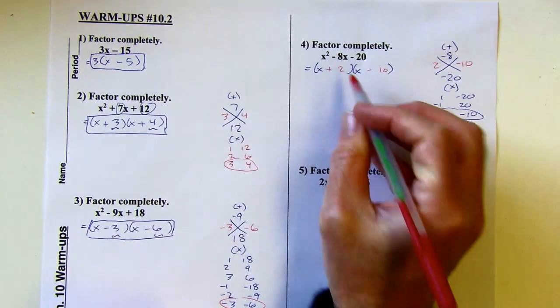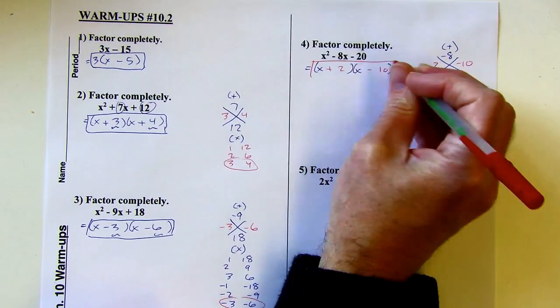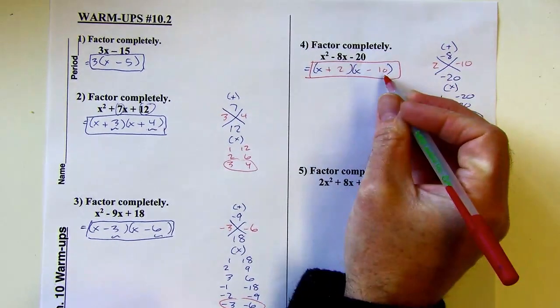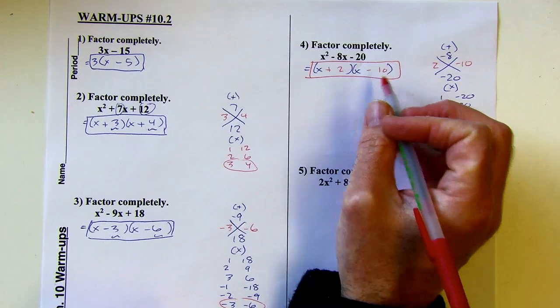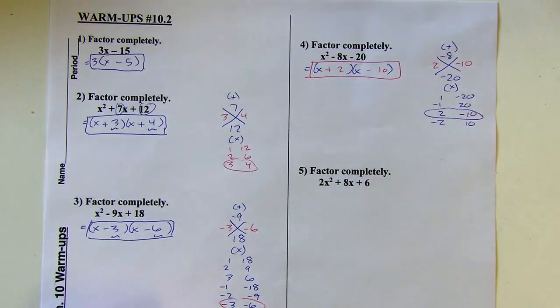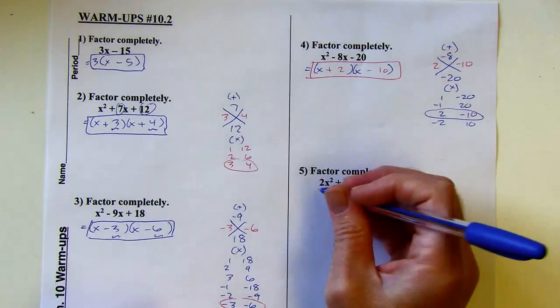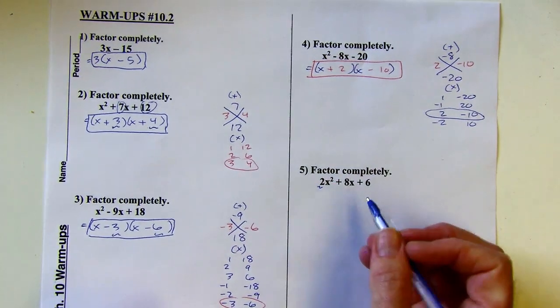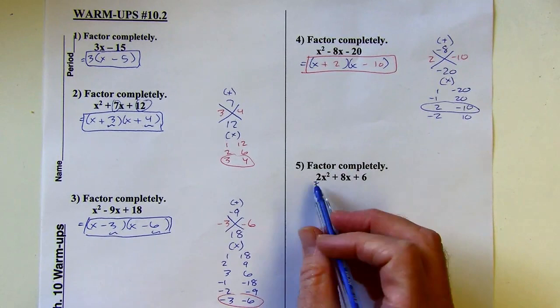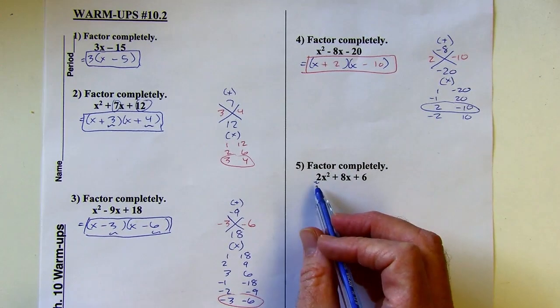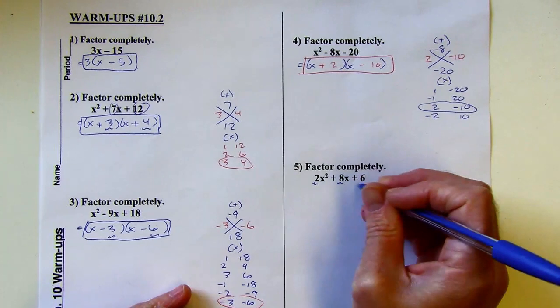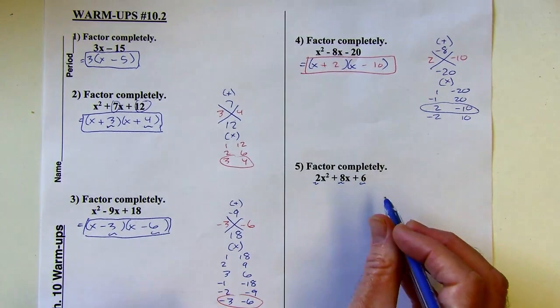So again, you can change the order of these, but make sure that the 2 is positive, the 10 is negative. If you have a negative 2 and a positive 10, it's not going to work out. Okay? This last one, I've got this coefficient in front of the x squared, so that can make things a little trickier. So anytime I see that, the first thing I think is, wait a second, can I factor that out? Is that a common factor?